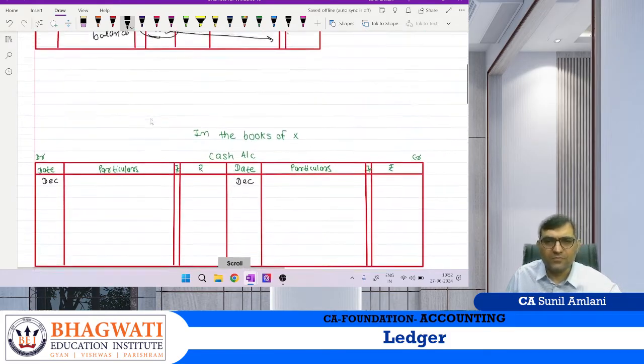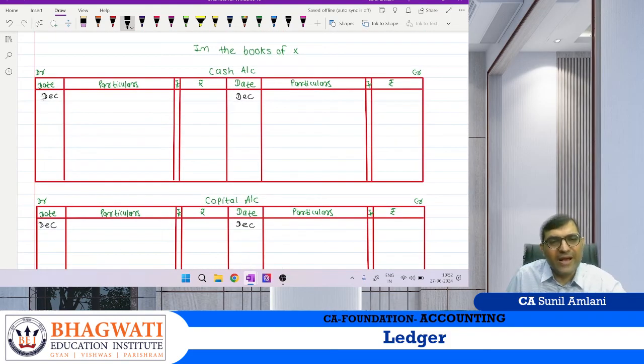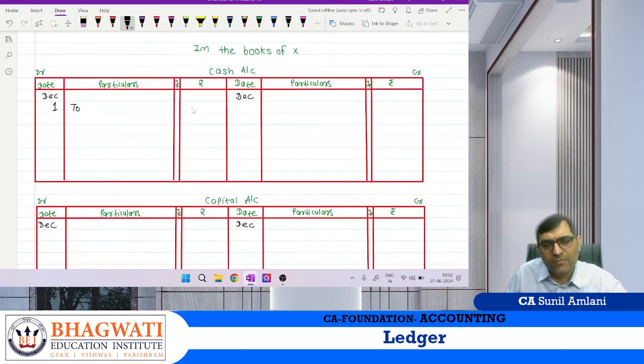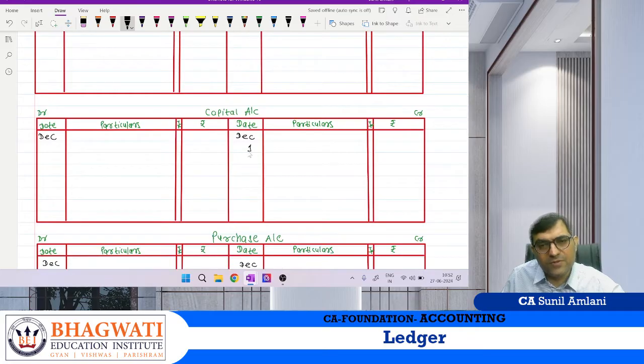Okay. Now first transaction. Cash account debit to capital. So here, cash account debit with how much? 20,000. Date first, to capital. Okay. Now I'll go to capital account. December 1st. Credit is how much? 20,000, by cash.